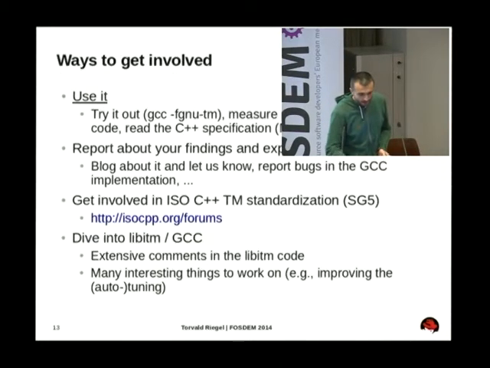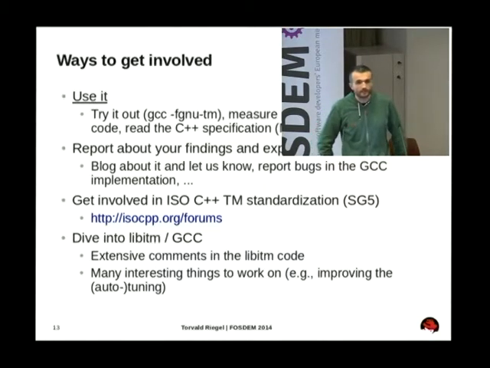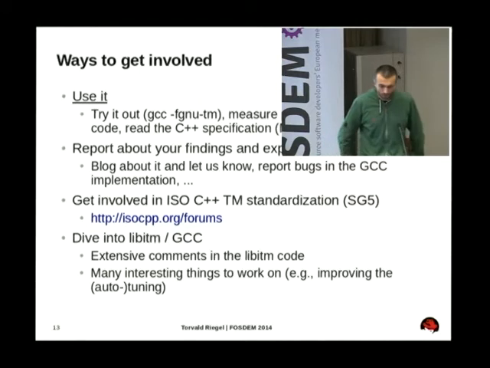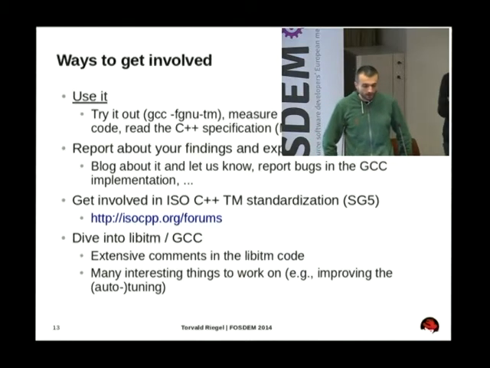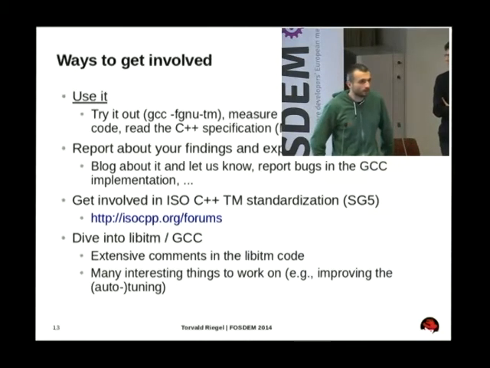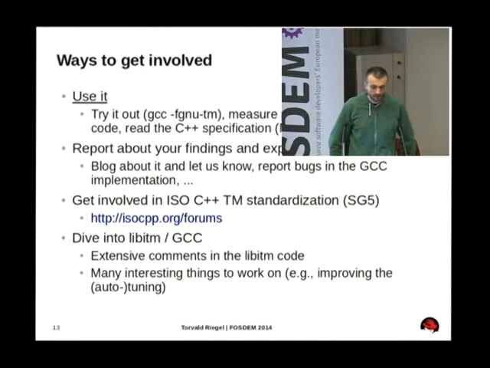And if you're still worried that I didn't give you actual performance data, there's a very easy way to get it. You just need to use it, right? So grab GCC 4.7 or more recent, use -fgnu-tm, and then measure performance on your applications. Read the C++ TM specification that's out there. Report about your findings, blog about it. If you think there's a bug or an inefficiency in GCC's implementation, please report a bug.